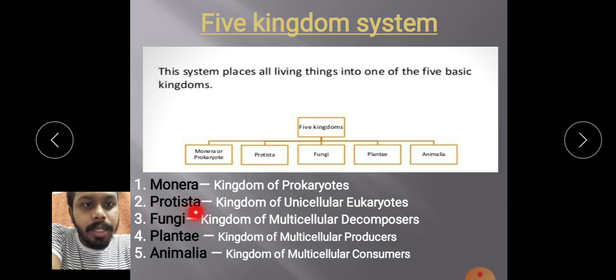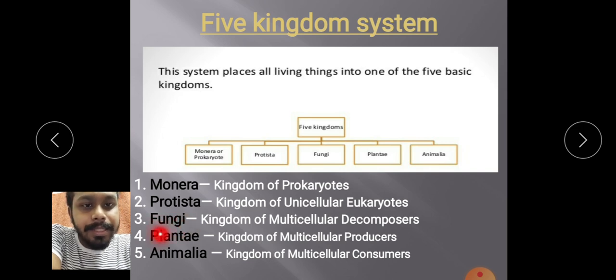In Protista, the kingdom of unicellular eukaryotes, all the unicellular eukaryotes are present. Next is Fungi. In the kingdom of Fungi, all the multicellular decomposers, which decompose foods or chemical compounds, are present.